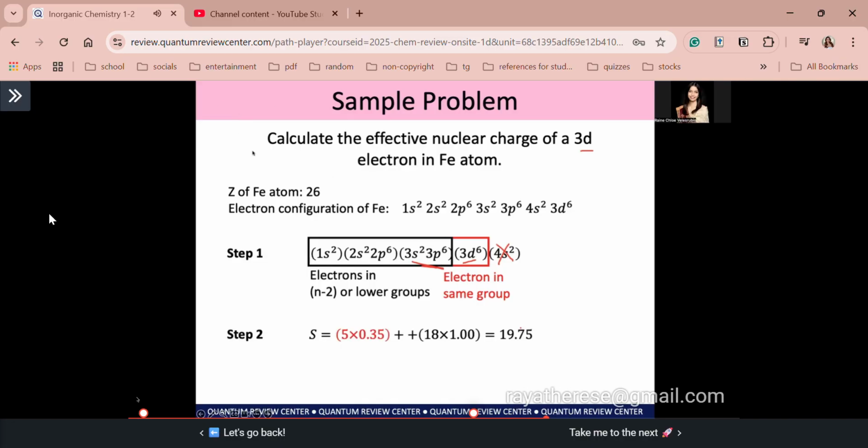Okay? So now, let's calculate for the shielding constant S. So, we have 5 electrons in the same group. 5 times 0.35, yung contribution nila, refer to your table, plus 18 electrons. So 6 plus 2, plus 6 plus 2, plus 2. That's 18 electrons times 1. Lahat ang contribution nila. Okay? 1 ang contribution nila sa shielding constant. That's equal to 19.75. Calculating for the effective nuclear charge is equal to atomic number minus shielding constant. 26 minus 19.75 is equal to 6.25. Okay? Guys, I hope that's clear.